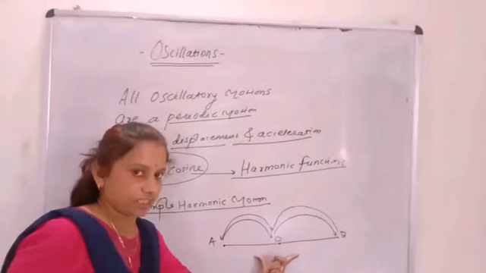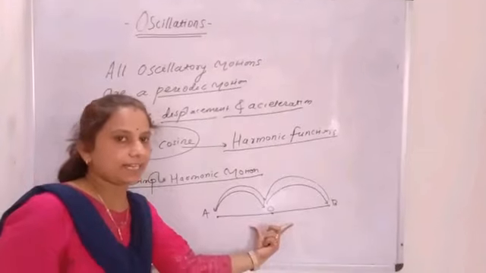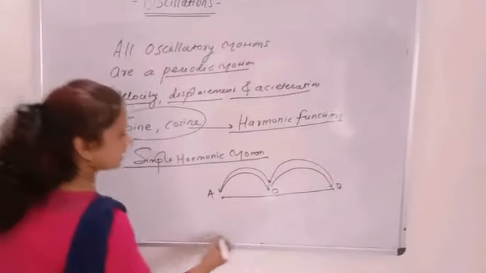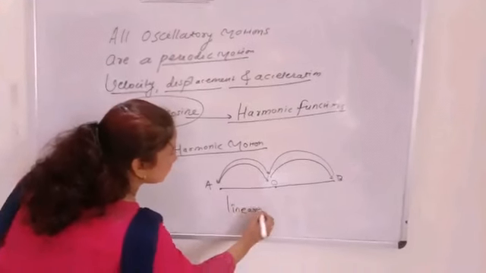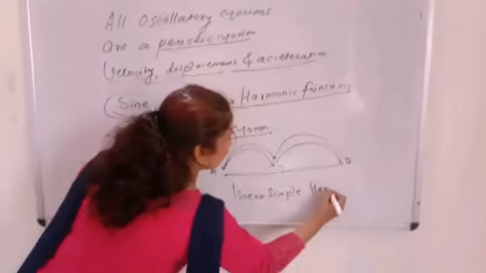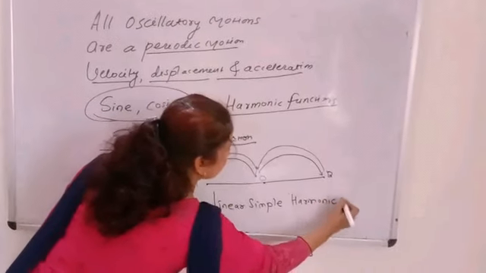This periodic motion, where the path is a straight line, is known as linear simple harmonic motion.